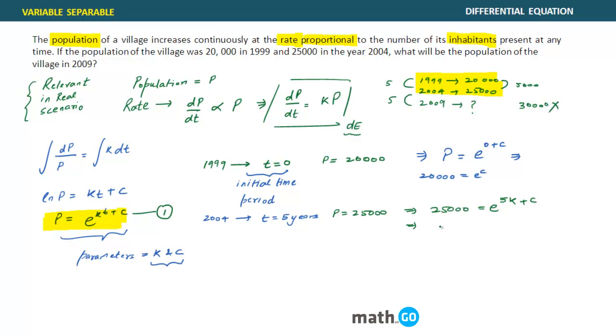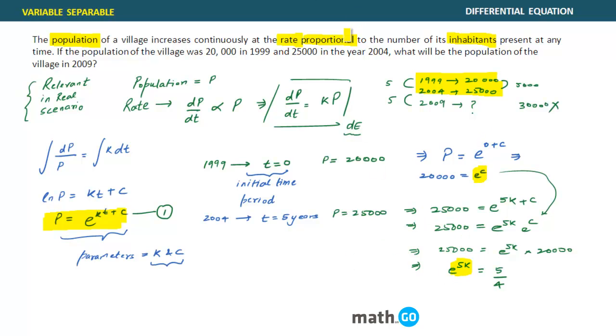And how you can simplify this is, yes, now students have started to get hold of this one. You know the value of e raised to power C, just put the value here. So that will be 25,000 is equal to e raised to power 5K into 20,000, right? And from this I can say that e raised to power 5K is nothing but 5 by 4. So now I know the value of e raised to power C and I know e raised to power 5K.